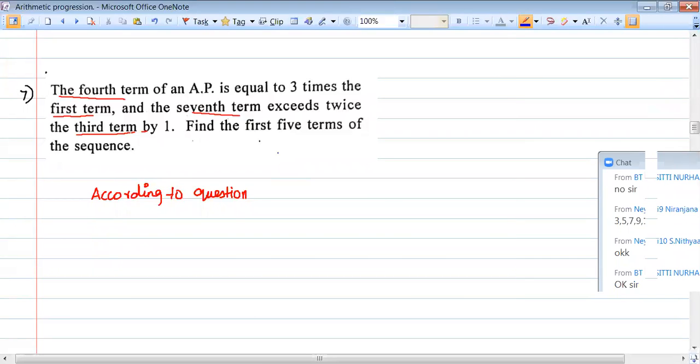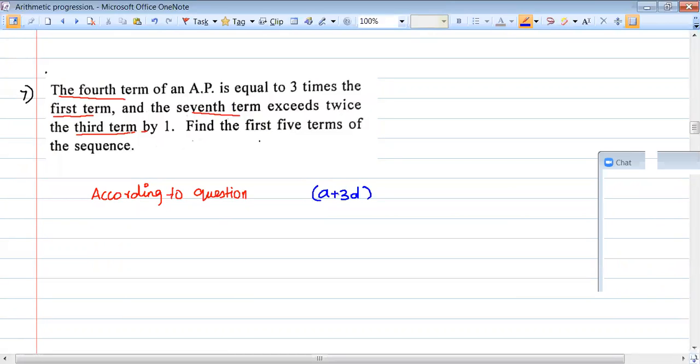So according to the question, 3 times the first term. The first term will be A. Now, the fourth term of an AP is A plus 3D, which is equal to 3 times the first term, A. So A plus 3D is equal to 3A.